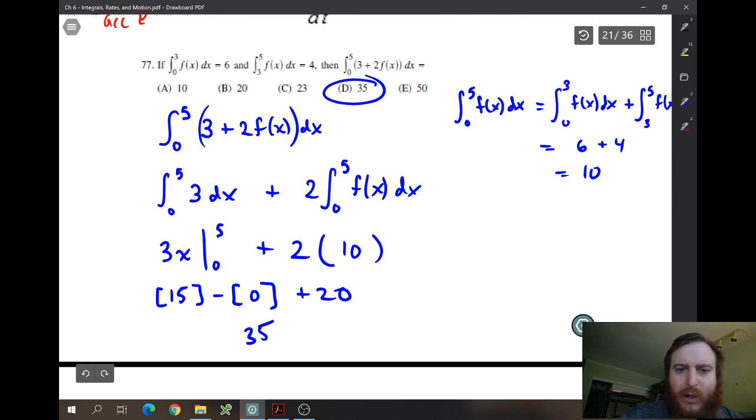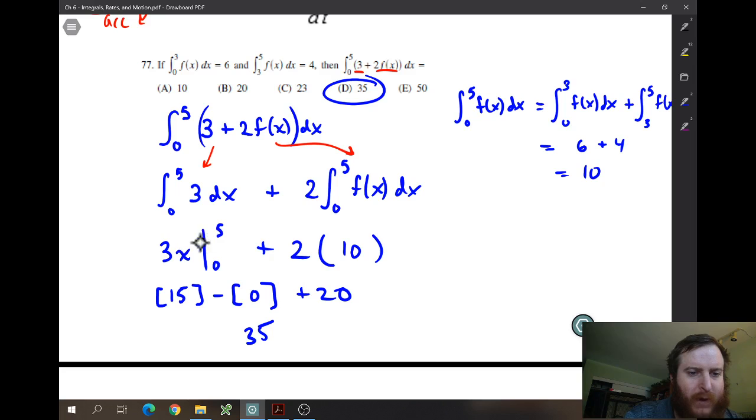All right, now we have another one of these properties questions. And like I said before, if we ever have this adding, just split it up. So integral of 3 plus the integral of 2f of x, and I just brought the 2 outside. Integral of 3 is 3x, plug in 5, 15 minus 0, so this side is 15.